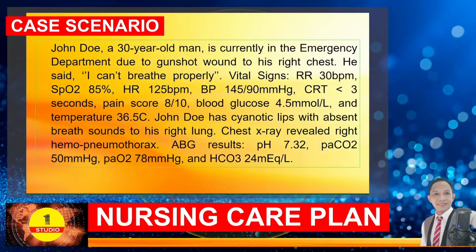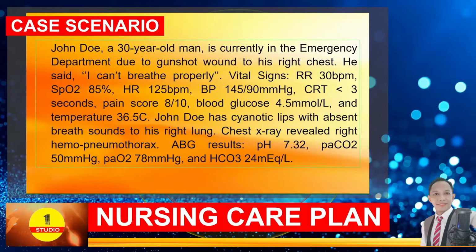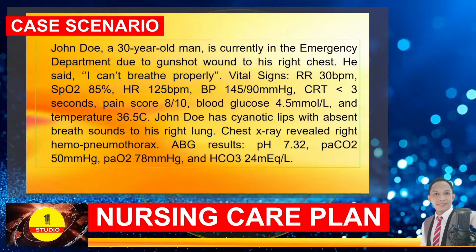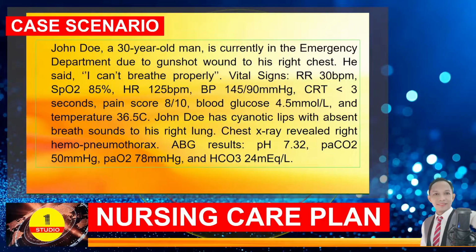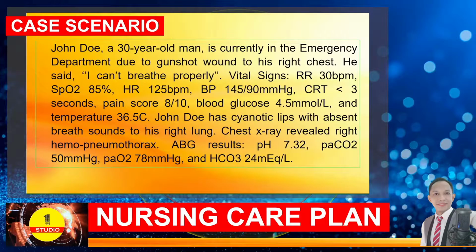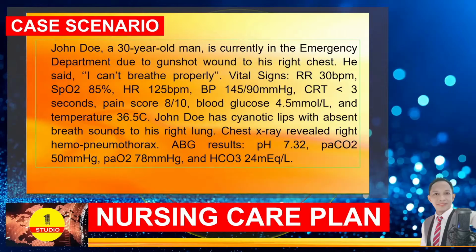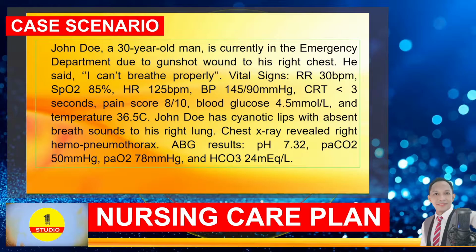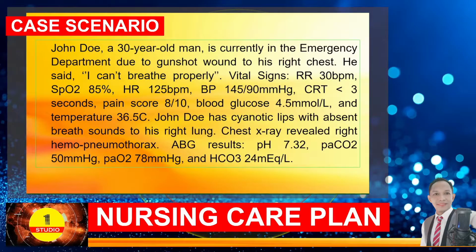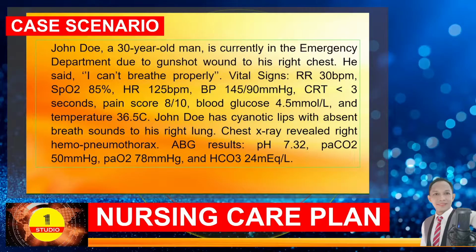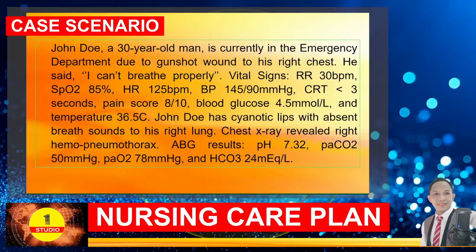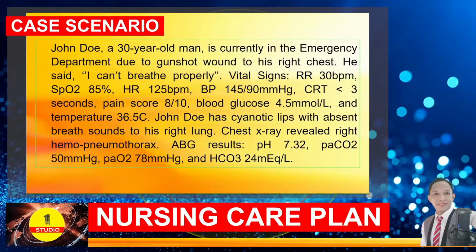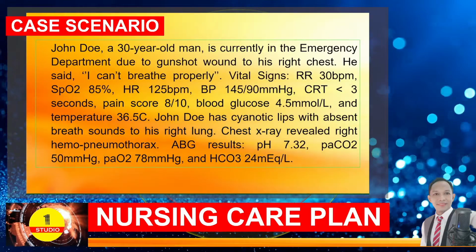Let us analyze this case scenario. John Doe, a 30-year-old man, is currently in the emergency department due to gunshot wound to his right chest. He said, "I can't breathe properly." Vital signs: respiratory rate 30 breaths per minute, SpO2 85%, heart rate 125 beats per minute, blood pressure 145/90 mmHg. Capillary refill time is less than 3 seconds.